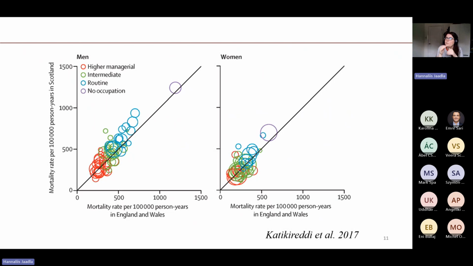And they have grouped occupations into higher managerial, intermediate, routine, and no occupations. So here we see a mortality rate per 100,000 person years. Is that an absolute or a relative measure of inequalities? If it's relative, relative to what?